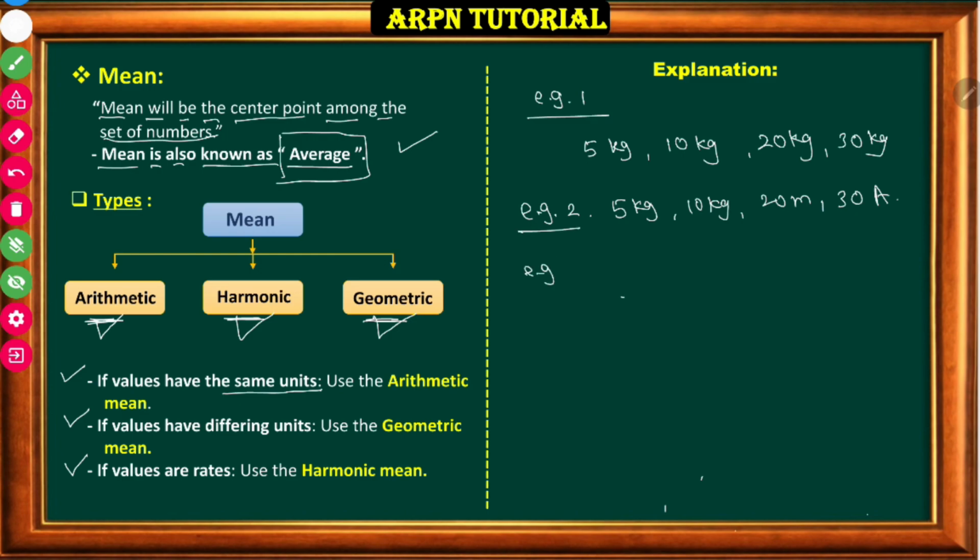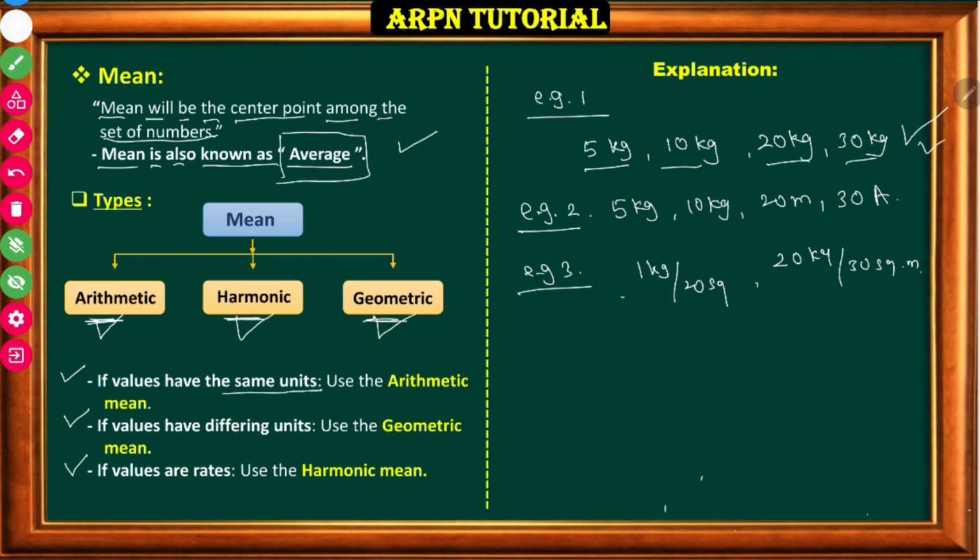I'll take a third example, where I have 5 kilogram per area, per 20 square meter, and 20 kg per 30 square meter. The real-time example is, I have some substance which has weight 5, another substance is 10, 20, 30. I have 4 substances.